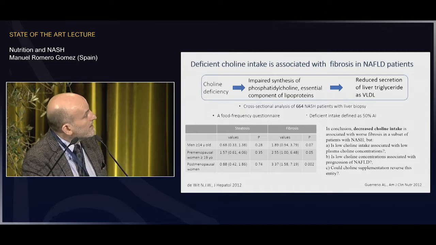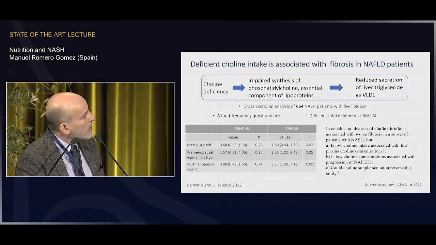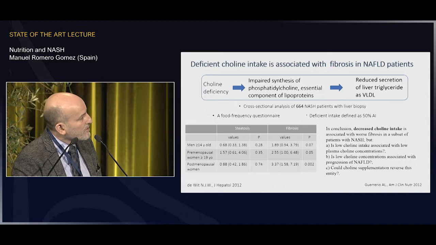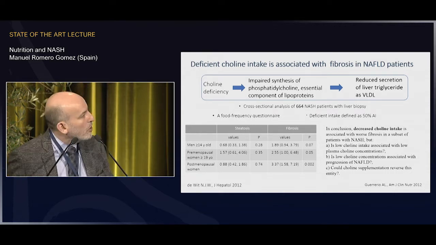Depending on the amount of choline you are eating, using the food frequency questionnaire, you can see here in three different groups, men older than 14 years, premenopausal and postmenopausal women, that low choline intake means a higher risk of fibrosis progression in postmenopausal women by 3.3 times, 2.5 in premenopausal, close to significant, but without a clear effect in males.